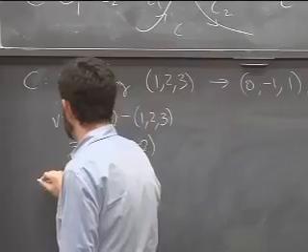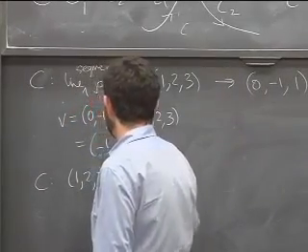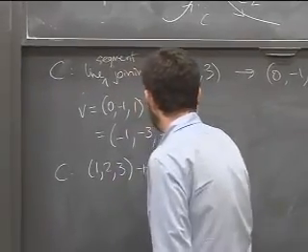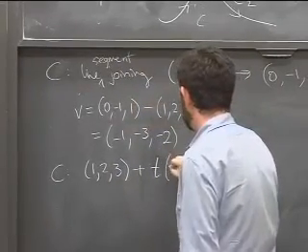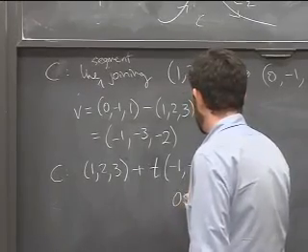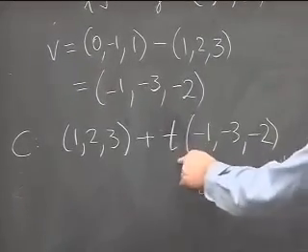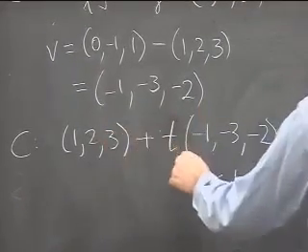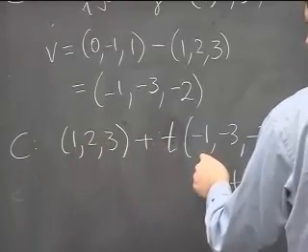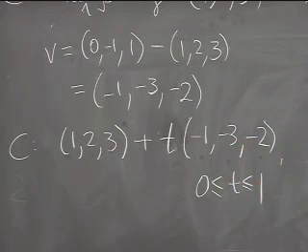So what I'm going to claim is that C can be parameterized by the vector 1, 2, 3 plus lambda, or t, let's call it t, times v, for 0 less than or equal to t less than or equal to 1. Let's just do a reality check. When t is 0, you just get 1, 2, 3. When t is 1, you get 1 minus 1, which is 0, 2 minus 3, which is negative 1, 3 minus 2, which is 1. And in between, you get some points in between. So that's the parameterization I'd like to use.